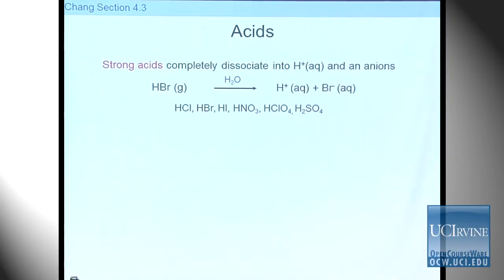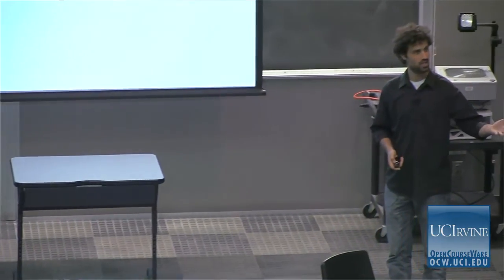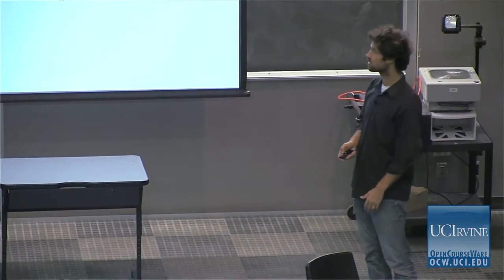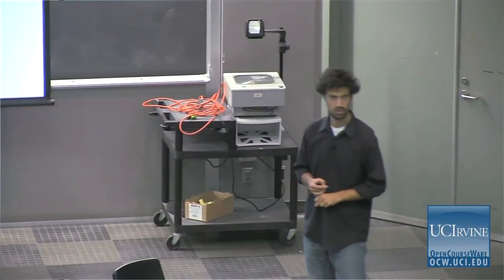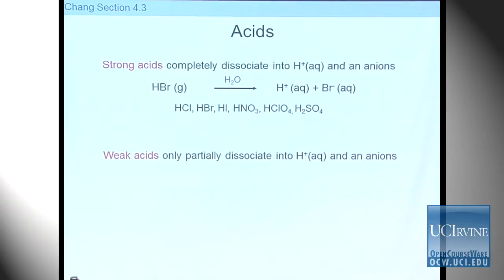So it also implies that if you see an acid that is not part of this list, you can actually interpret it as a weak acid. The weak acids are those acids that do not fully dissociate into H plus and the corresponding anions, meaning that there's a likelihood that the H plus will go back to the anion and make a neutral compound again, or the original compound.